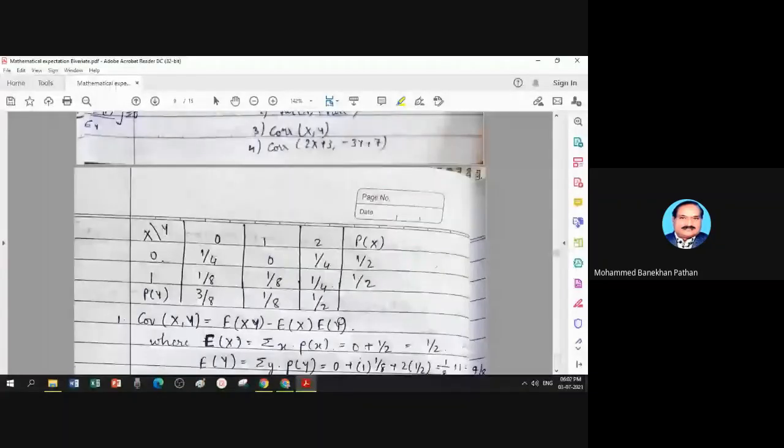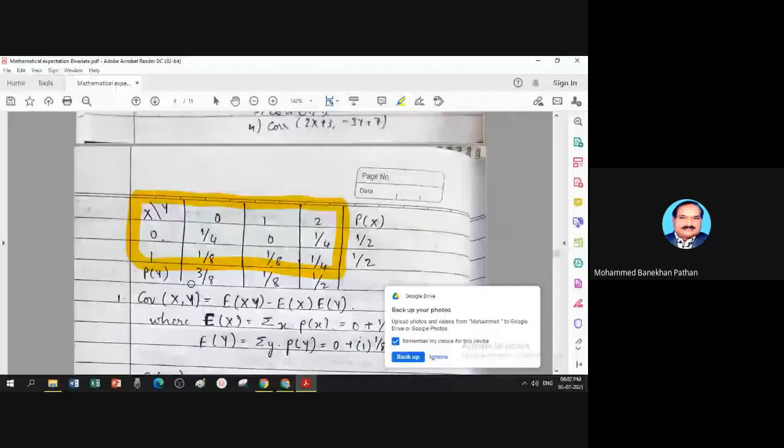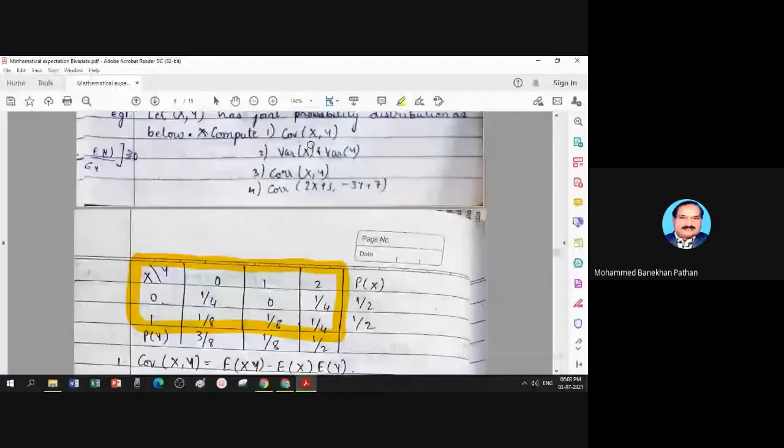In the exam, you will get this idea for calculation purposes. But in the exam, you will be having much more. For this bivariate table, you have to get covariance, variance of x, y, and so on.